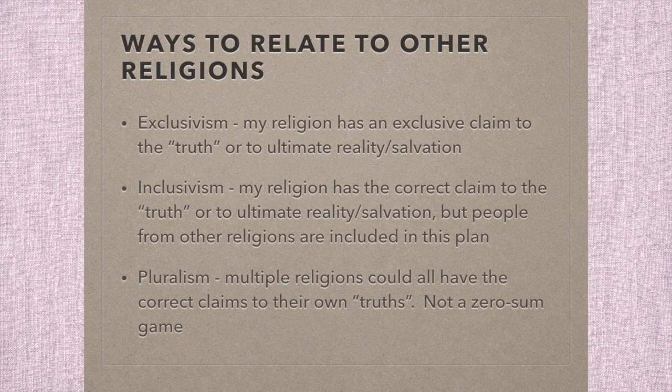Then the third option is pluralism, which means that multiple religions could all have the correct claims to their own truths. So this might mean that both Catholicism and Hinduism, each in their own way, have the correct claims to the truth, or their own correct means of understanding ultimate reality and ultimately salvation.